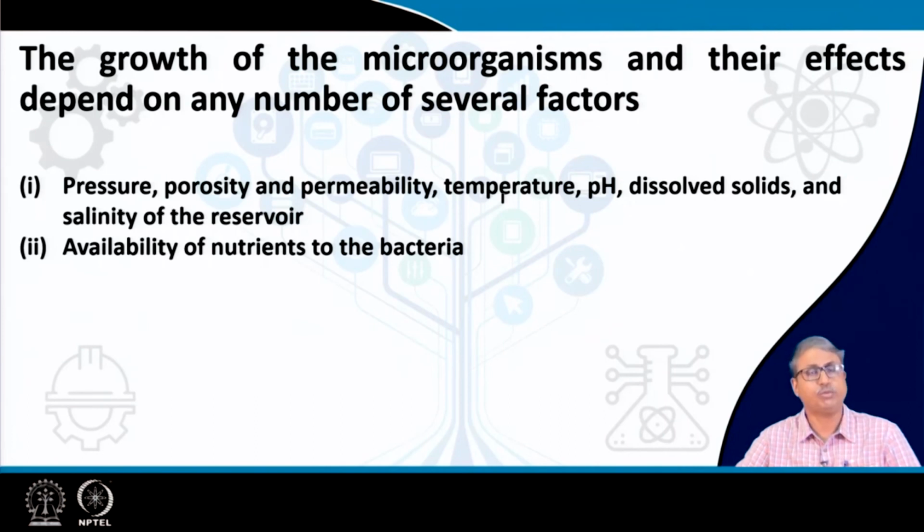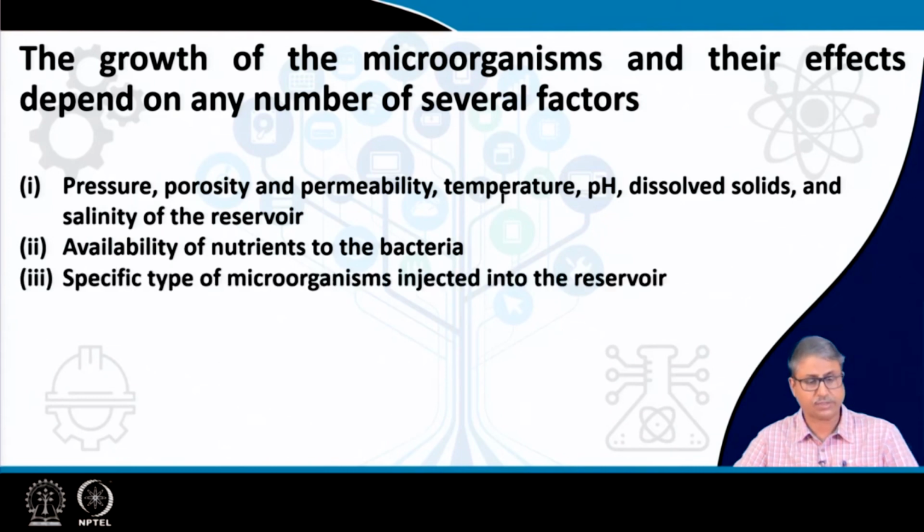Availability of the nutrient is of course very important, because petroleum oil will be utilized by some of these or many of these microbes as the source of carbon and energy, but you need to provide them phosphate and nitrate, the nitrogen and phosphorus sources, and specific type of microorganisms which are injected into the reservoirs. These are also very important, because the microorganisms are again the very important catabolic component of the entire system.